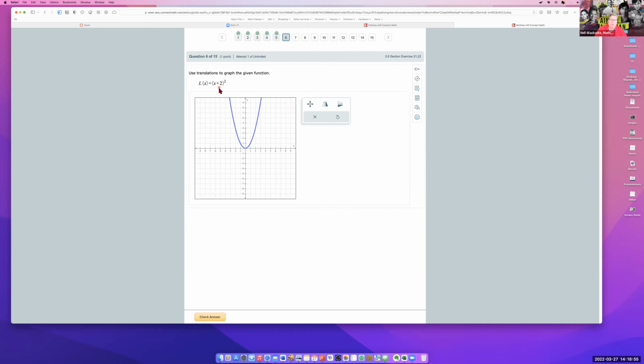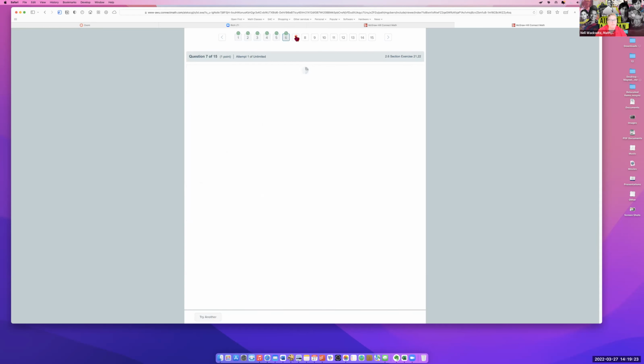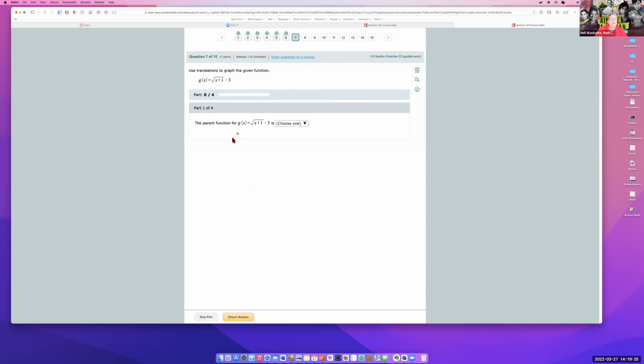What about this one? We're adding 2. We're inside the parentheses. Okay. So what does that one mean? Vertical or horizontal? Yes, horizontal. And if we're adding inside the parentheses, that's right, we go left. And I just need to make sure that the point that was at 0, 0 is now at negative 2, 0. And it is. This is so fun. Oh, this one is nice.